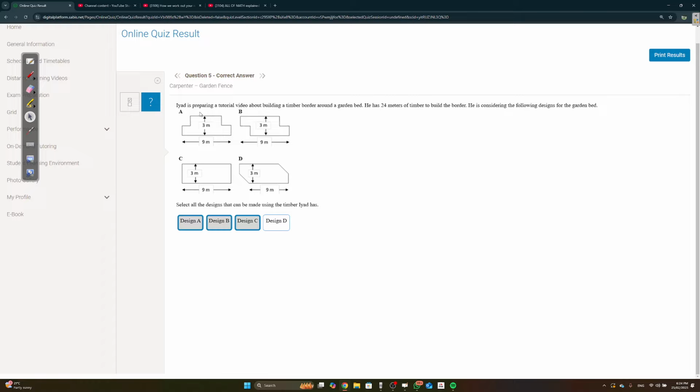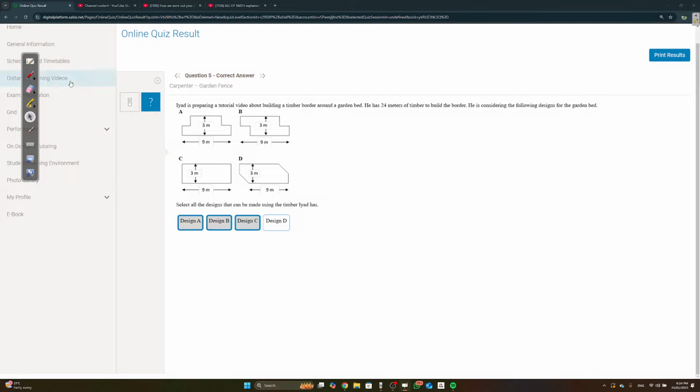Anyway, Iyad is preparing a tutorial video about building a timber border around a garden bed. He has 24 meters of timber to build the border. He is considering the following designs for the garden bed. Select all the designs that can be made using the timber Iyad has.